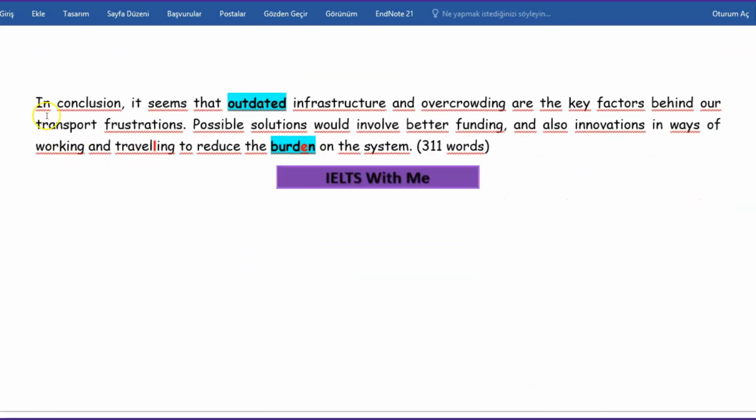Last paragraph, our conclusion. To conclude, to sum up, to recapitulate, all in all, in conclusion, it seems that usage of impersonal style, outdated infrastructure, and overcrowding are the key factors, elements behind our transport frustrations. Possible remedies and possible answers would involve better funding and also innovations in ways of working and traveling to reduce the burden on the system. Pay attention to its spelling. It's important. Yeah.